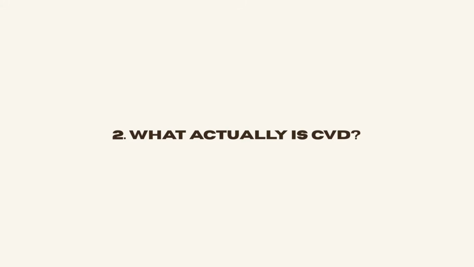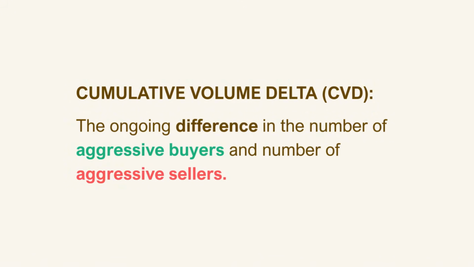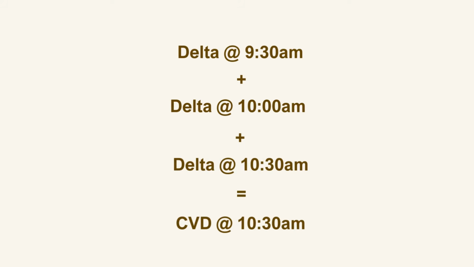Now that the distinction between aggressive and passive participants is clear, it becomes easier to understand what cumulative volume delta actually measures. Cumulative volume delta, CVD, tracks the ongoing difference between aggressive buyers, contracts traded at the ask, and aggressive sellers, contracts traded at the bid. Each period's net difference, known as volume delta, is added to the previous periods, creating a cumulative running total.